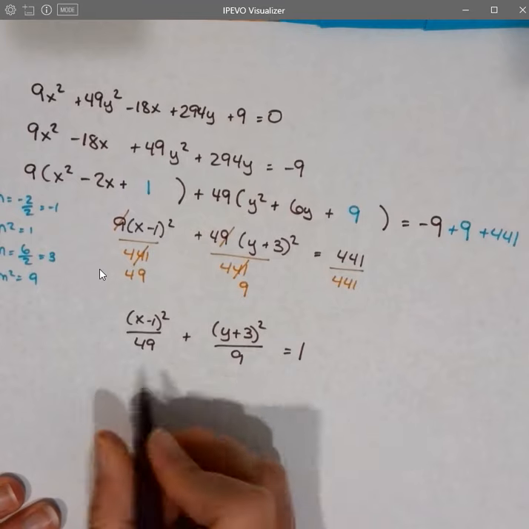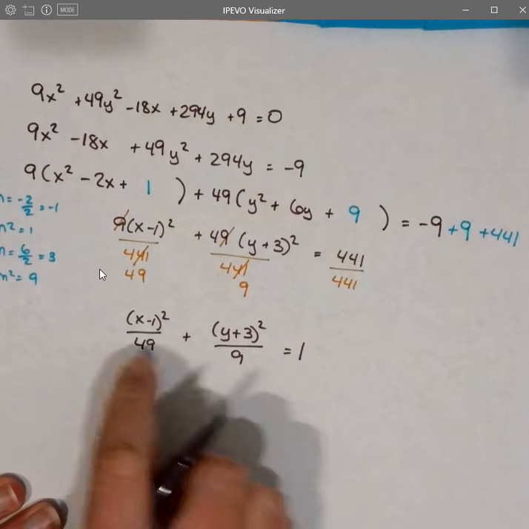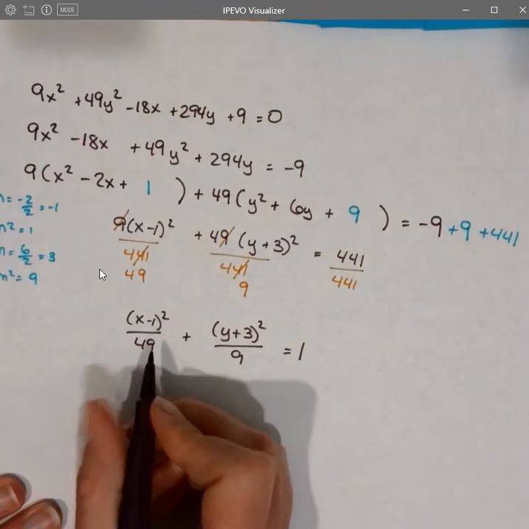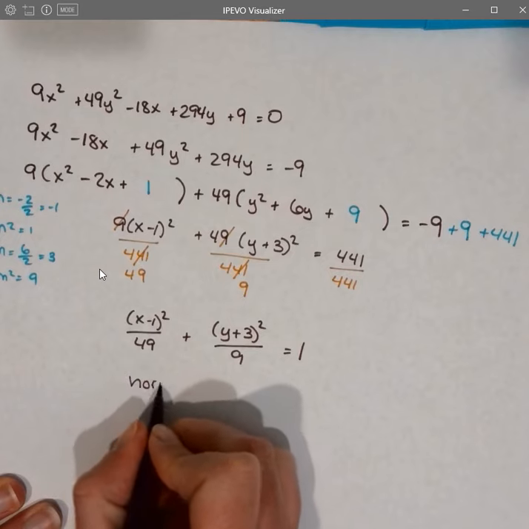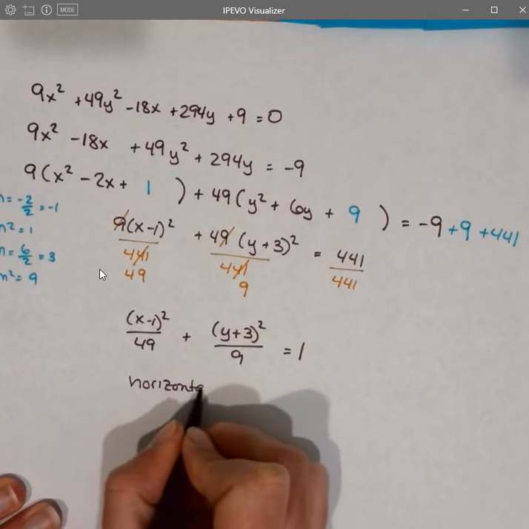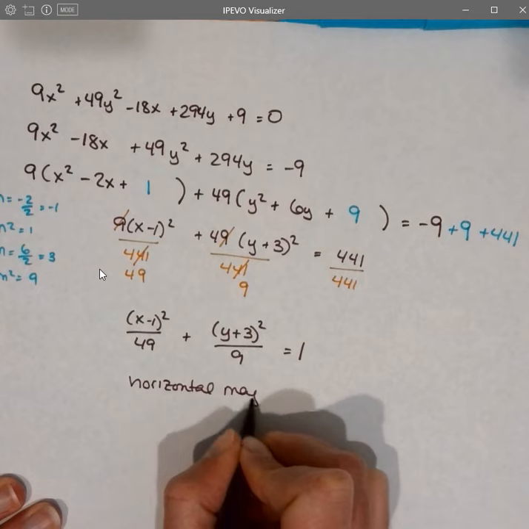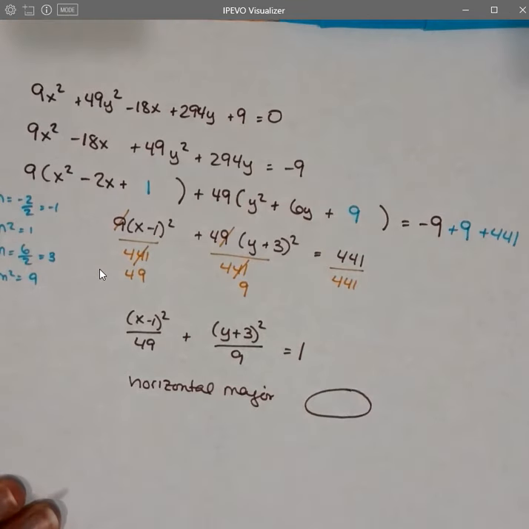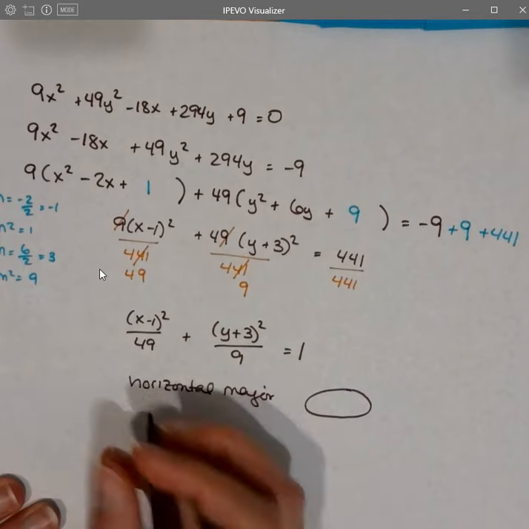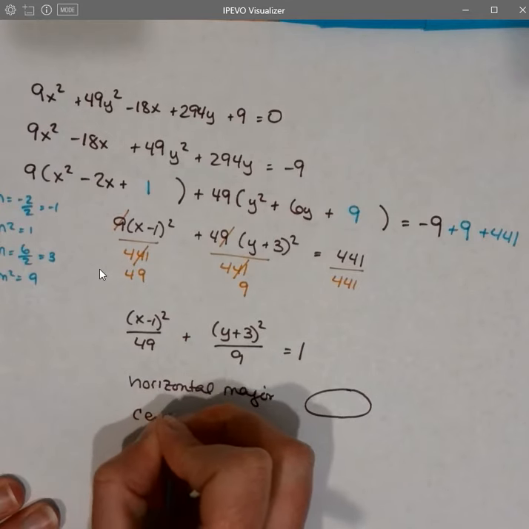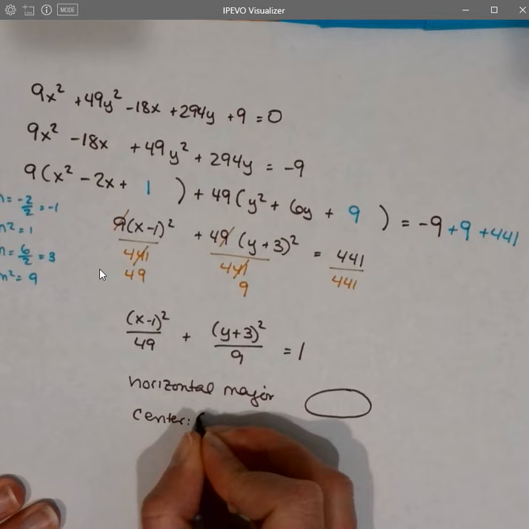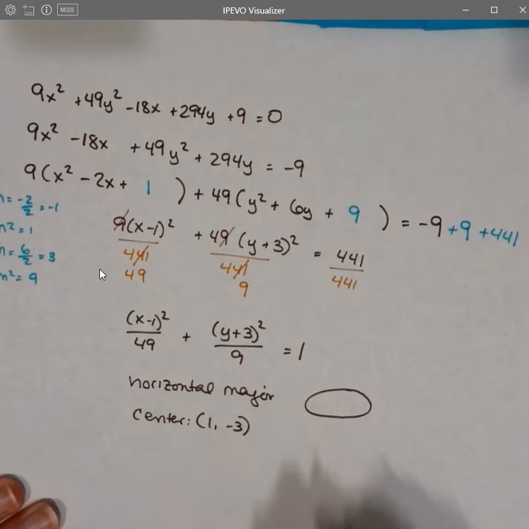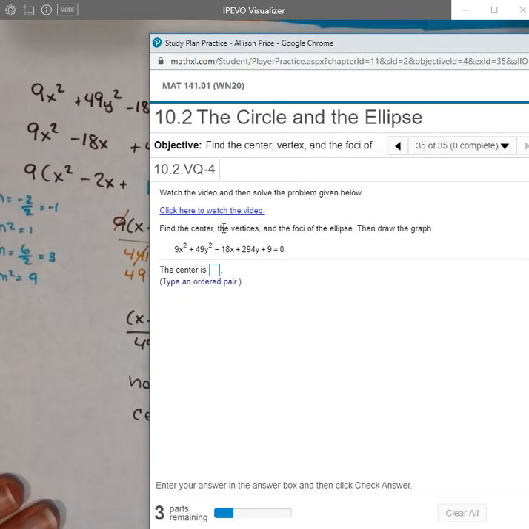So what I know is that this has a horizontal major axis. That one's larger. So it's horizontal major. So the ellipse is of this shape, roughly. And then I know that its center is at 1, negative 3. And what else do we need to find? The center, the vertices, and the foci.